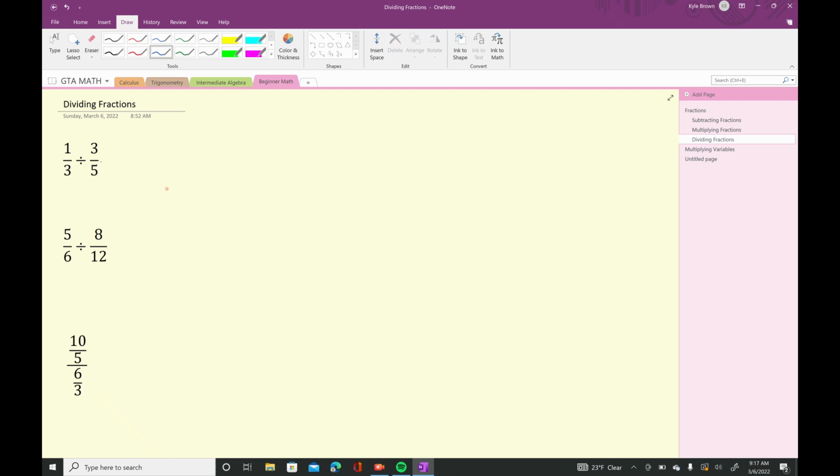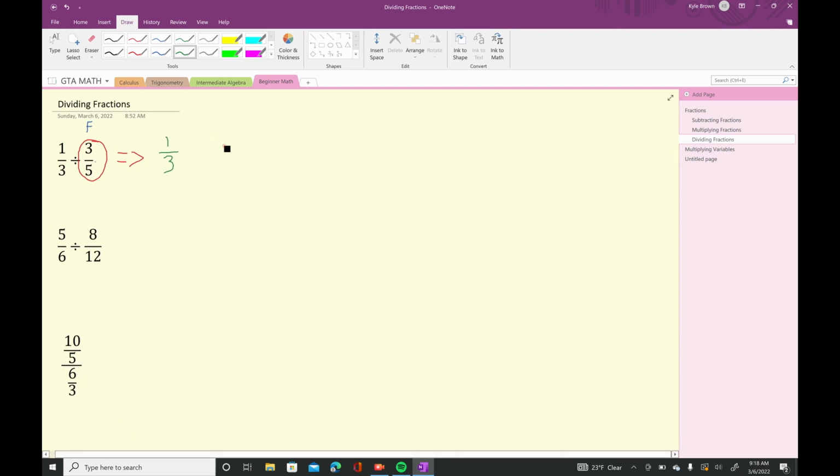Whenever you divide a fraction, you're always going to flip the second one. So I'm going to put an F over here, and I'm going to circle it in red just to indicate this is the fraction we flip, in case you get confused. After we flip this fraction, we're going to rewrite it. So it's going to be 1/3 times the flipped fraction, and that's going to be 5. I'm going to just put an X here.